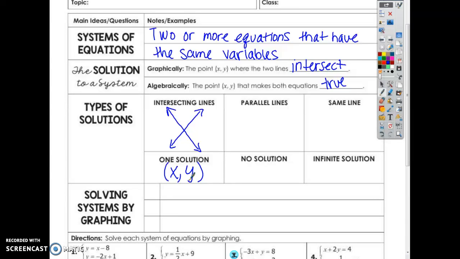So what about parallel lines? What do parallel lines look like? They don't cross, right? They have the same slope. Do they ever touch? No. Parallel lines never touch. So will they ever have a solution like this one? No, right? They will have no solution. That's a symbol for no solution.